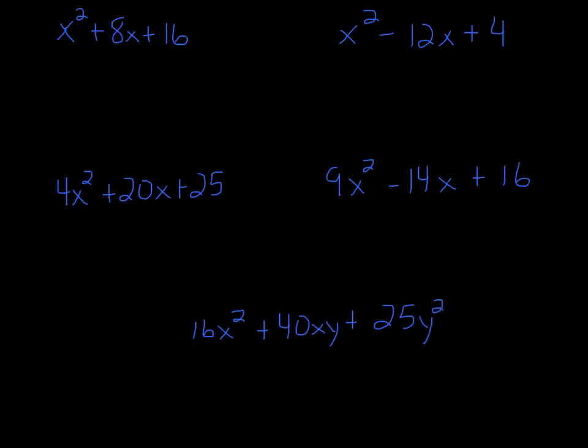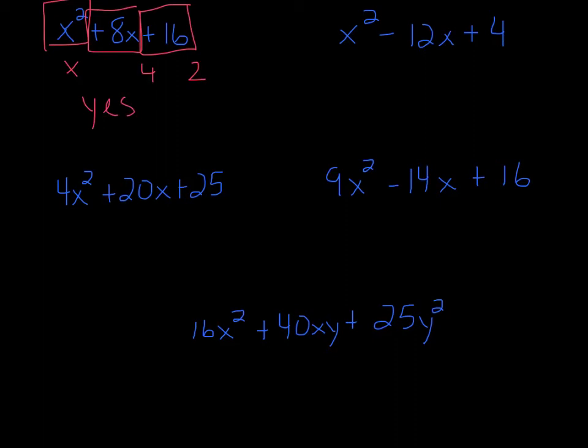Alright, so let's take a look at these, try these. So the first one, okay, do we have two perfect squares? We do. We have x squared, and that's positive, and we have 16, and that's positive. The square root of x squared is x, the square root of 16 is 4. If we multiply those two together, we get 4x, and then we multiply it times 2, and we get 8x. So the answer is yes, it is a trinomial square. We are good.